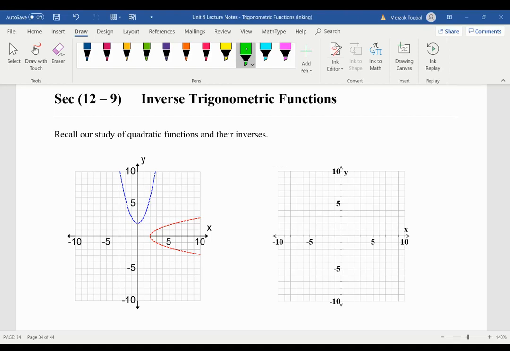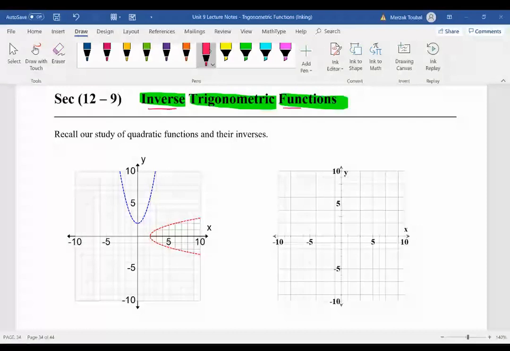Hello, this presentation is on inverse trigonometric functions. So, what do we know about inverse functions?